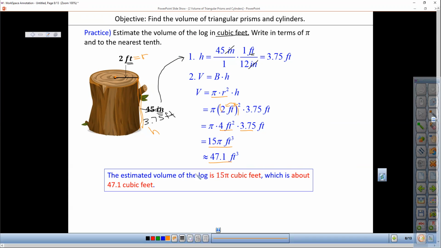Here's a slightly different wording. The estimated volume of the log is 15 pi cubic feet. We know this is an estimate because of the word estimated earlier. And then it says which is about, and then gives a decimal answer. That's also a good way to write something like this.